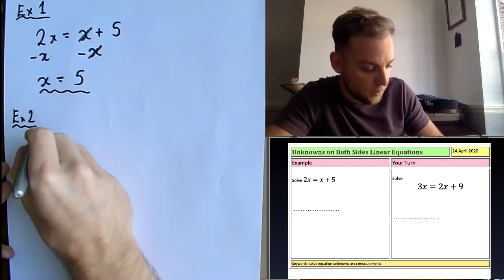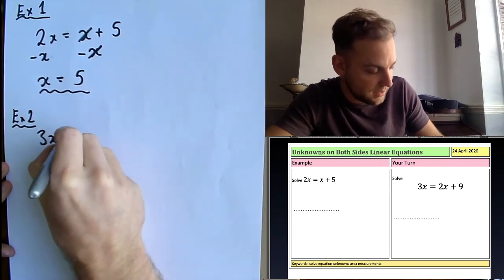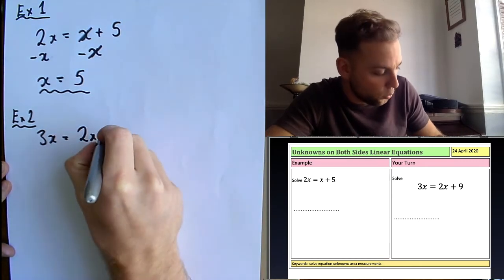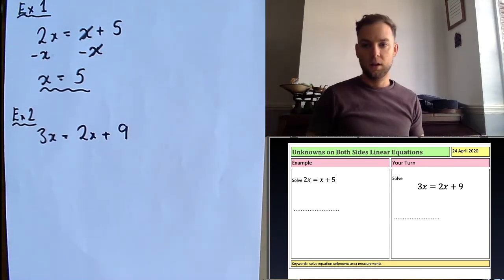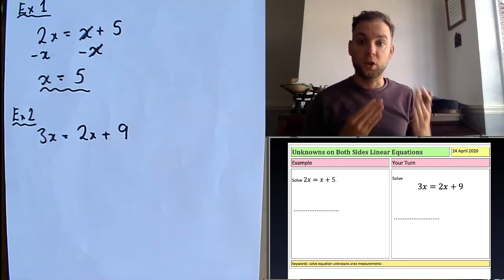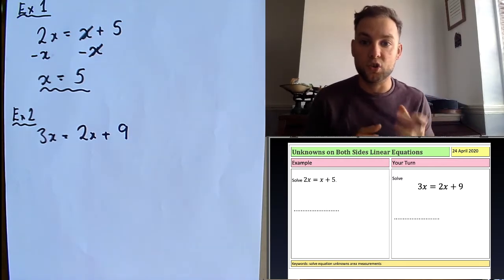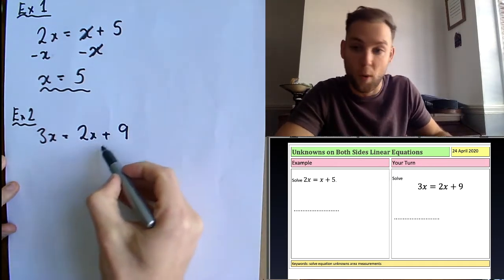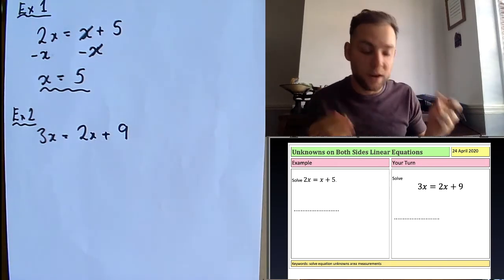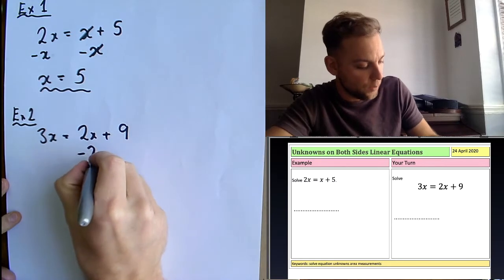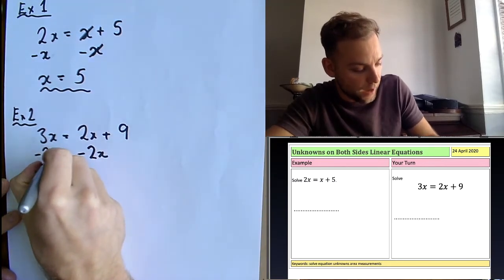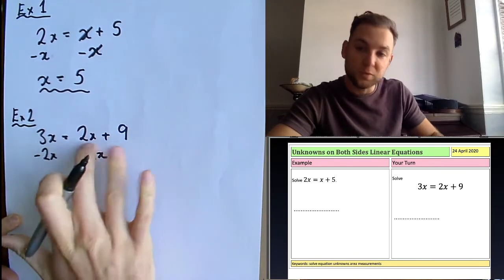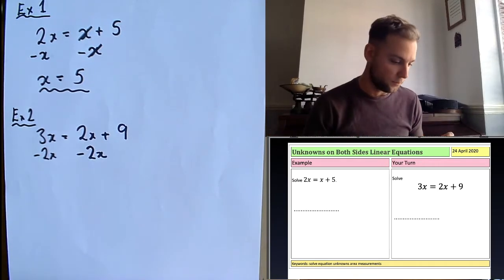Okay, so I'm going to do the answer for you. So 3x is equal to 2x plus 9. So my first stage when I'm doing this is to try and get rid of the smallest unknown first. So my smallest unknown is this 2x. So to do that, I'm getting rid of this 2x. So minus 2x and minus 2x. Be careful, sometimes that's negative, but I'll talk about that at a different point.